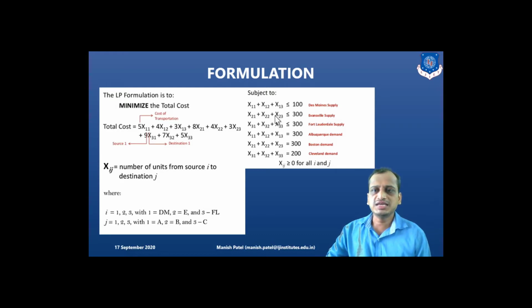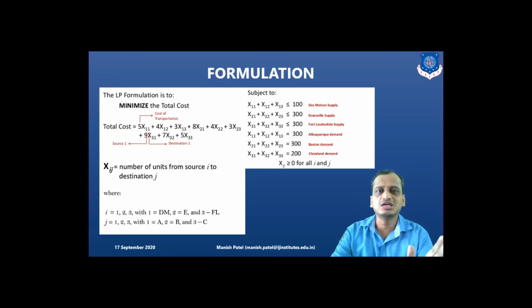x21 plus x22 plus x23 is less than or equal to 300. That is the Evansville supply, and this is the Lauderdale supply, each less than or equal to 300. So accordingly, these are the supply constraints and these are the demand constraints here.